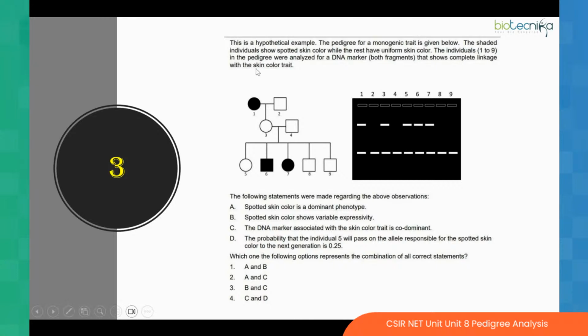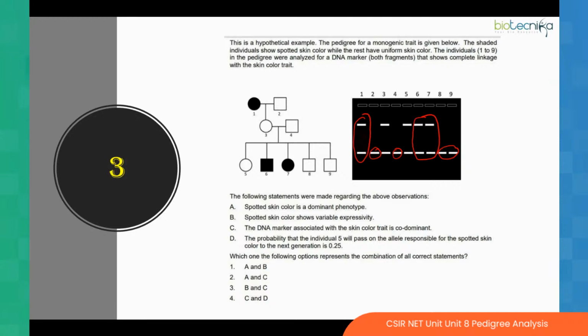Now, what we see here is individual 1 is affected, 6 is affected, 7 is affected. So now let's check out the band pattern of 1, 6, and 7. As you see, 1 has 2 bands, 6 also has 2 bands, 7 also has 2 bands. So what does it tell us? That if an individual has the potential to produce the trait, that particular individual will have the 2 bands. The individuals who are not affected, as you see here, have only single bands.